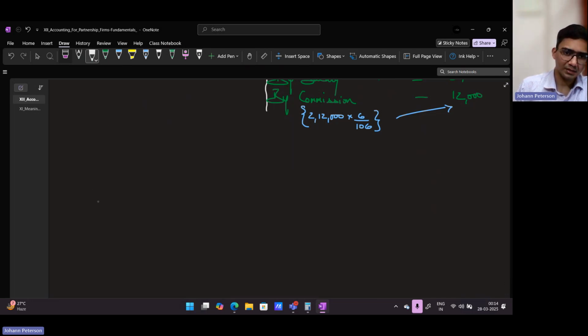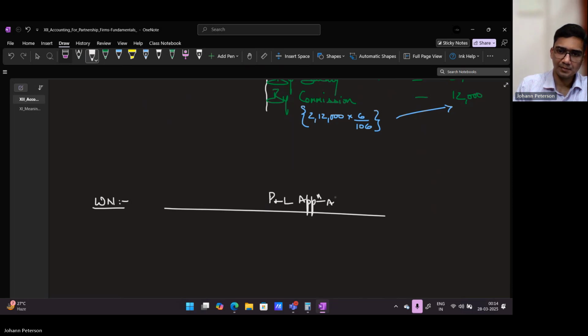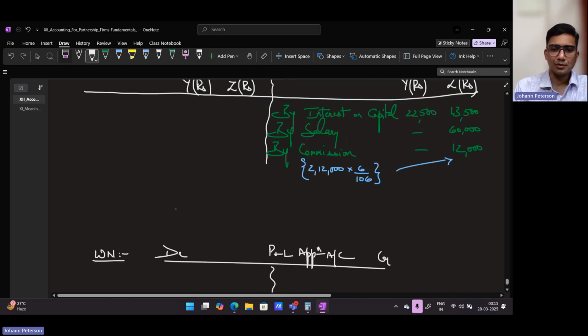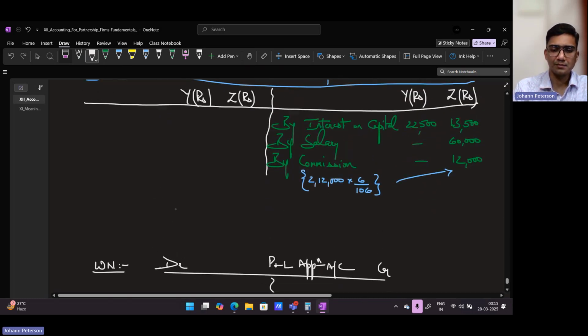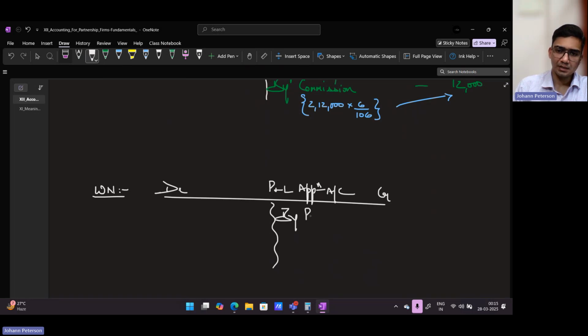I'll work it out for the first part of this question. Thereafter, we will understand it, maybe without doing this working. So I'm just making a profit and loss appropriation account for your understanding. This is the credit side, this is the debit side. Now put all the appropriations. So we have a profit of 2,12,000. Normally we write by net profit, and we write 2,12,000.